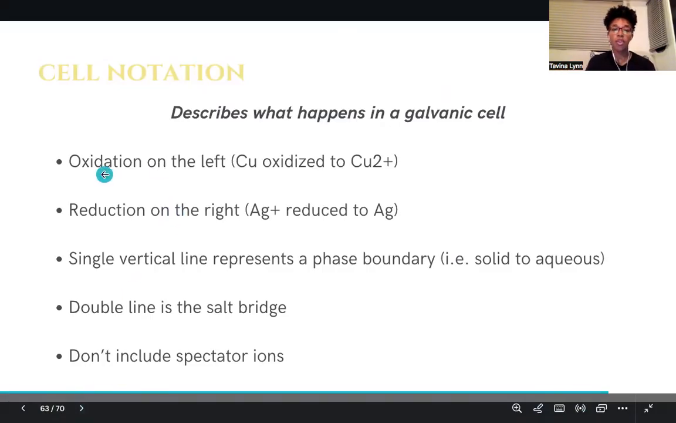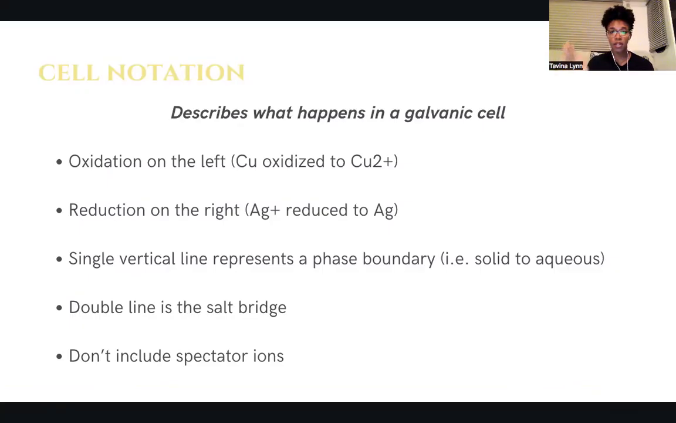So the order in which we write is from left to right. On our left is always the anode, which has the oxidation half cell. In that last example with copper and silver, we're going to write this oxidation step. Then we're going to write reduction on the right, which was our silver plus going to silver solid.